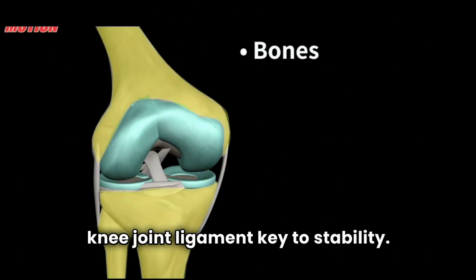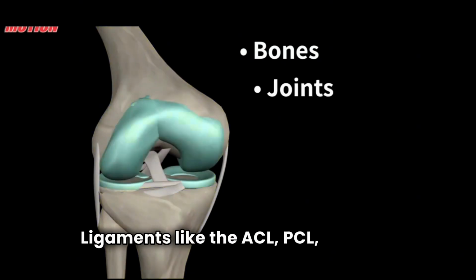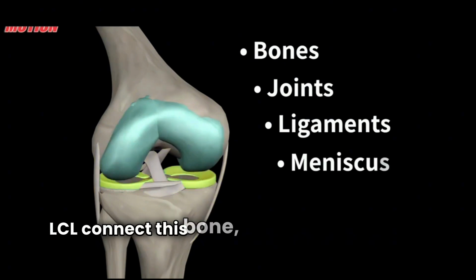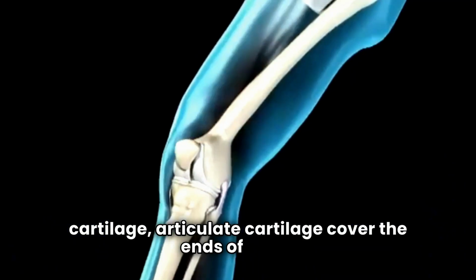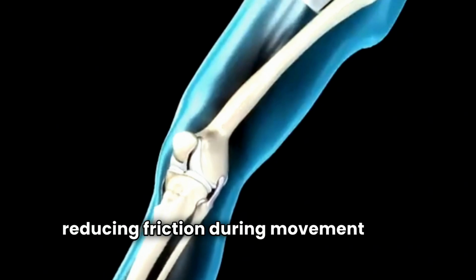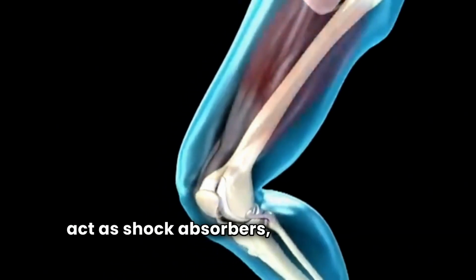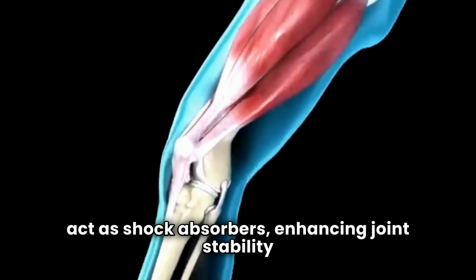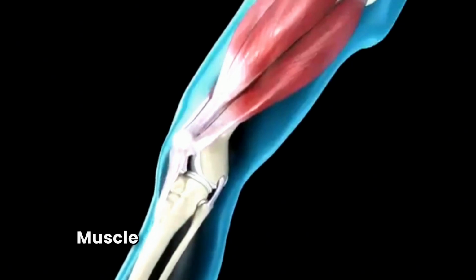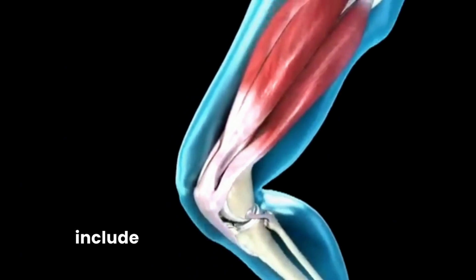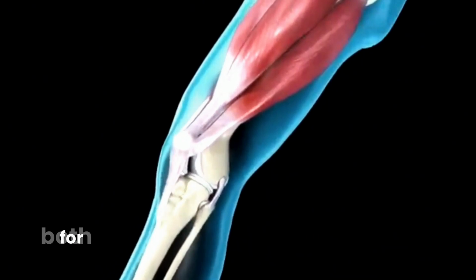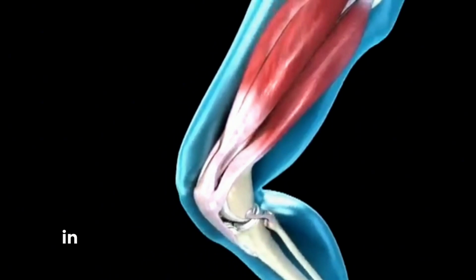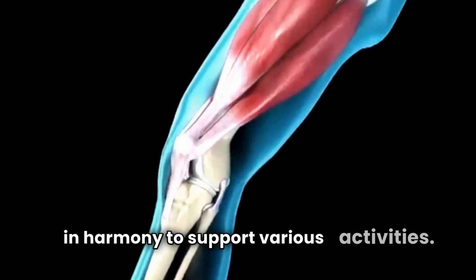Ligament. Key to stability, ligaments like the ACL, PCL, MCL, and LCL connect these bones, preventing excessive movement and supporting the joint during activities. Cartilage. Articular cartilage covers the ends of bone, reducing friction during movement, while the meniscus acts as a shock absorber, enhancing joint stability and distributing force evenly. Muscle. Our knee movers and shakers include the quadriceps and hamstring. These major muscle groups are responsible for both movement and stability, working in harmony to support various activities.